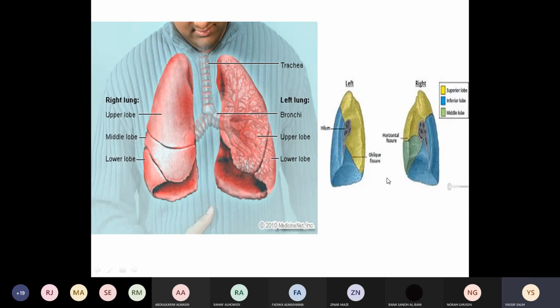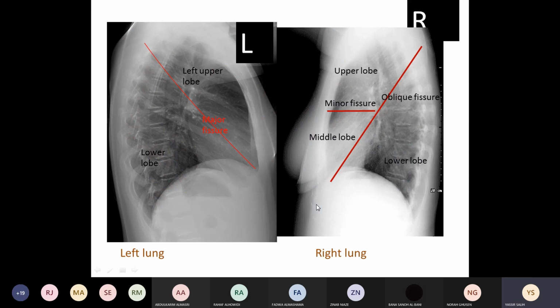We know the fissures are very important. The right lung has two fissures, horizontal and oblique. So we have three lobes: upper lobe, middle lobe, and lower lobe. And the left lung has only upper and lower lobes and only one oblique fissure. We will see this on X-ray, but this is a lateral X-ray.